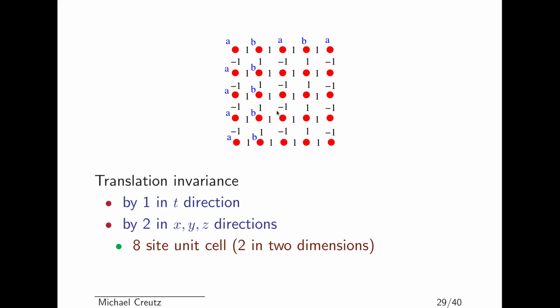The translation in the z direction here is by 1 unit, which is the normal thing. But in the x, y, and z directions, I have to go 2 steps to get back where I started. So the basic unit cell actually has 8 sites. It should just be 2 in the two-dimensional example here. This unit cell is 2 sites. These 2 sites here.